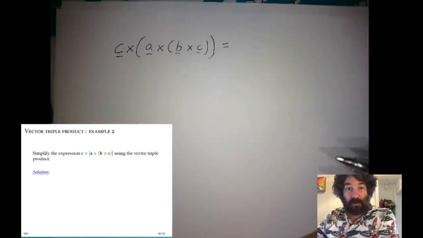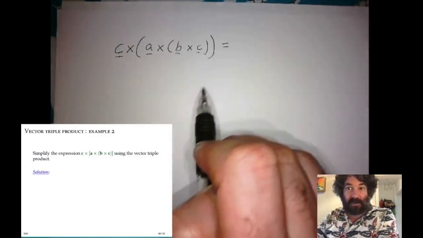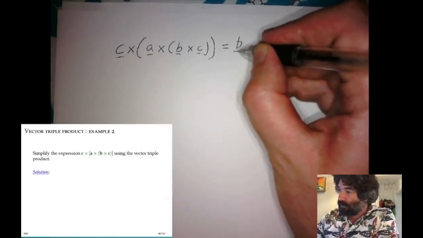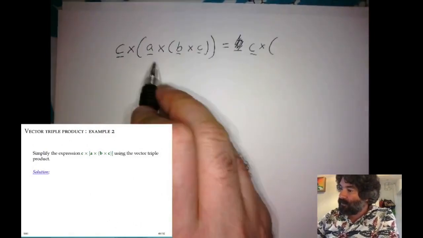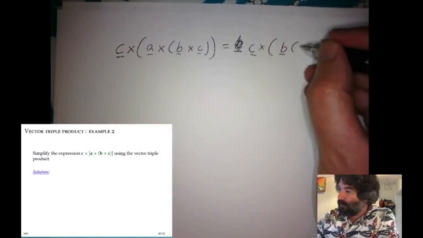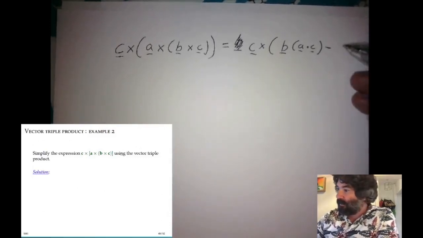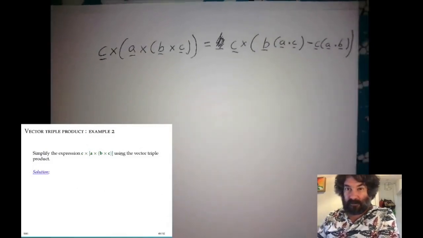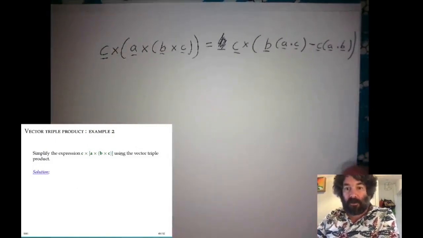So we can use the vector triple product formula. What's in parentheses here, the outer parentheses, is the vector triple product of A, B, and C. And so we use the back-cab formula. So we have C cross, and then in parentheses we have B times the dot product of A with C. That's the back part. Minus C times the dot product of A with B, the cab part.